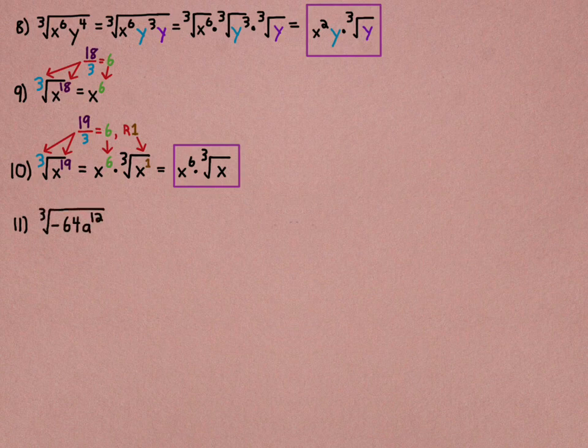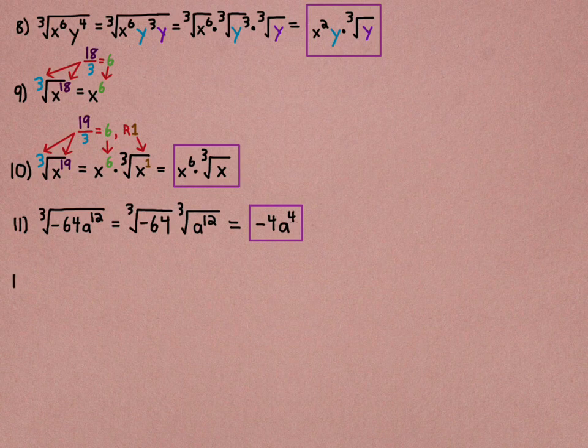Okay, cube root of negative 64 a to the 12th. A to the 12th is a perfect cube. You can tell because the power is a multiple of 3. It's 3 times 4. 64 is 4 cubed. So you can do that. You get negative 4 a to the 4th. Pretty simple.